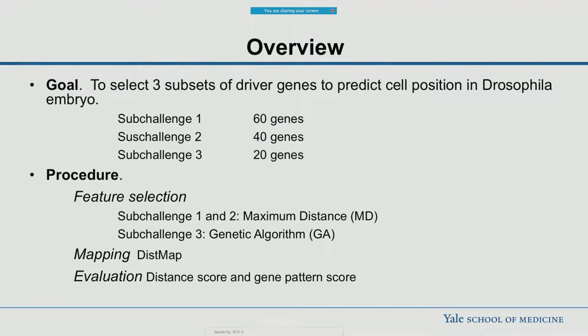Our method can be roughly divided into 3 steps: feature selection, mapping, and evaluation. For the feature selection step, we use 2 methods. One is called the maximum distance method, and the other is called the genetic algorithm. For the spatial location mapping, we just use the DistMap method. And we evaluate the performance of our method by 2 scores: a distance score and a gene pattern score.